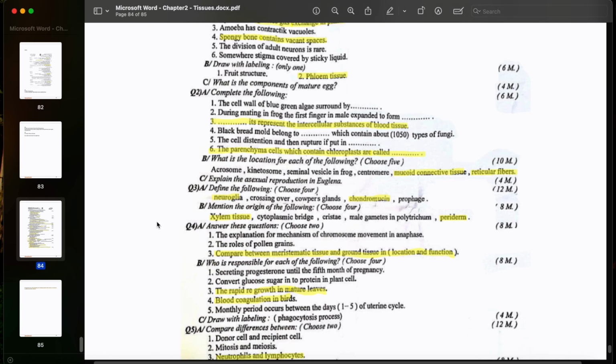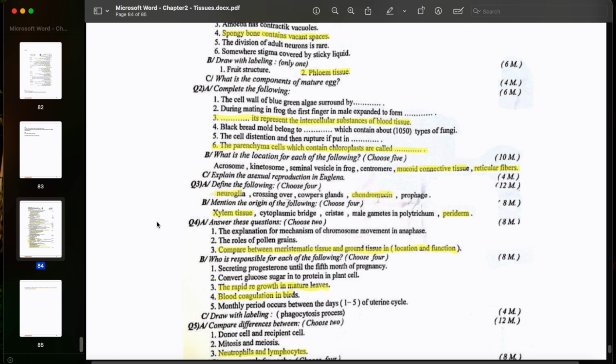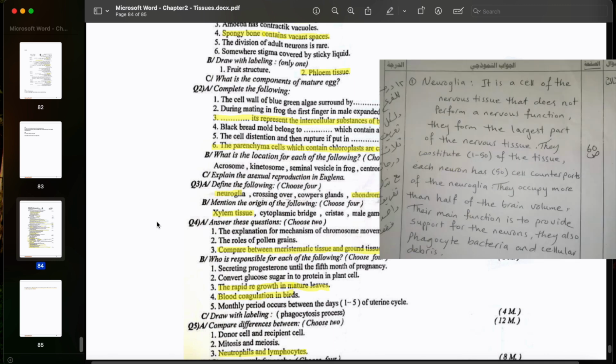And in question 3A, it's a definition question. Define neuroglia. Now, the neuroglial cells, there are too many things to talk about. As I said, every time you have a definition question, you try to talk about everything you know about that certain topic.